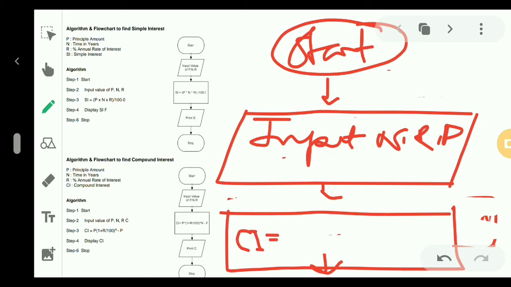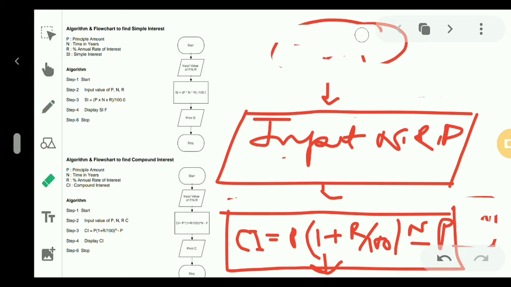So CI equals P into (1 plus R by 100) to the power n, minus P. This is the formula for finding the compound interest. After the calculation, the compound interest will be stored in CI. So we need to take a printout of CI.